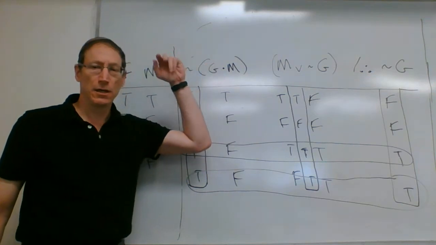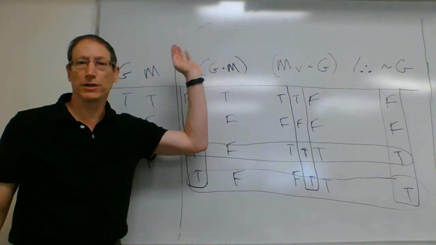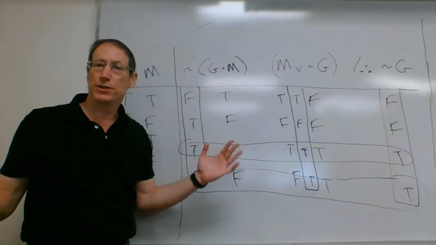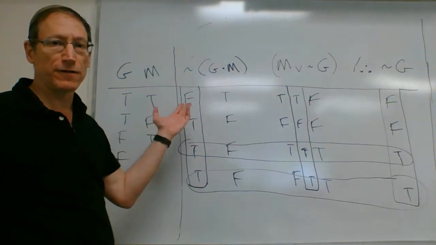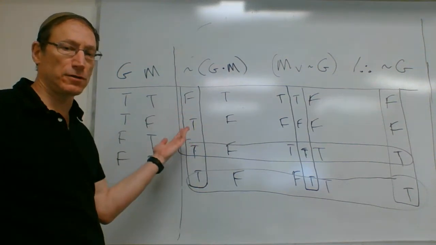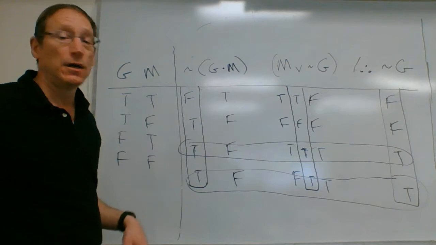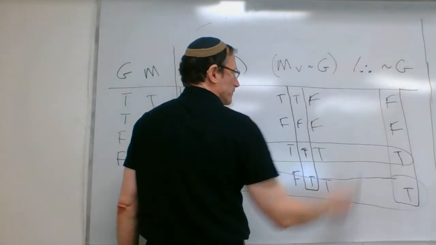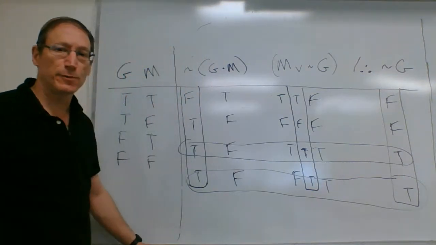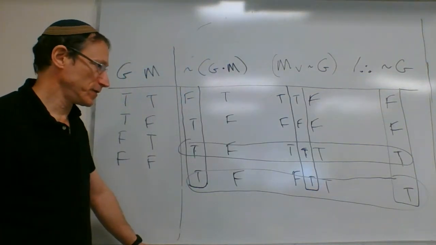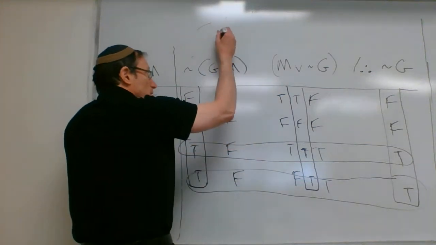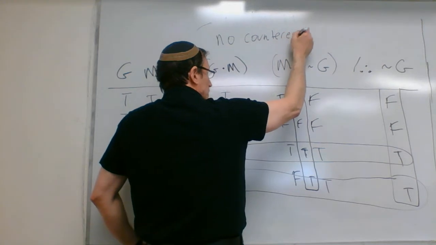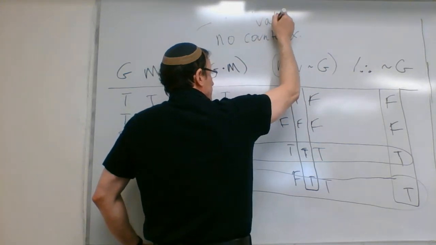Okay, G could be Dr. Golding lives on the moon, and M could be the moon is made of green cheese. It doesn't matter what M and G are. Even if M is false, G is true, G is false, M is true, it doesn't matter. Given the structure of these premises and the structure of that conclusion, it's impossible for the premises to be true and the conclusion false. So therefore we would say no counterexample, and therefore the argument is valid.